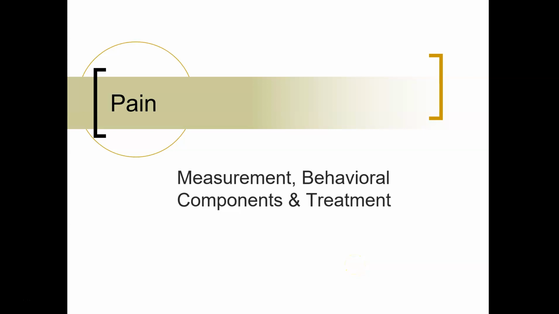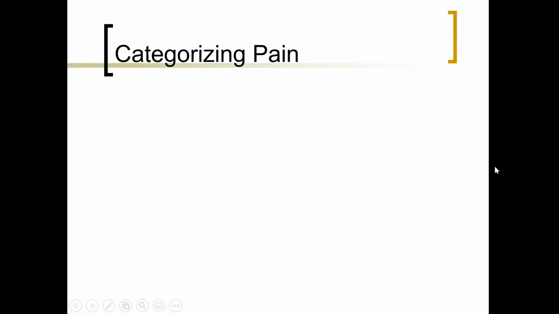Hi, health psychology students. We're going to continue to look at pain, and this time we'll look at measurement, behavioral components, and treatments. There are many different ways to categorize pain. One way is by looking at the potential cause of pain. So pain can be categorized as organic or psychogenic.